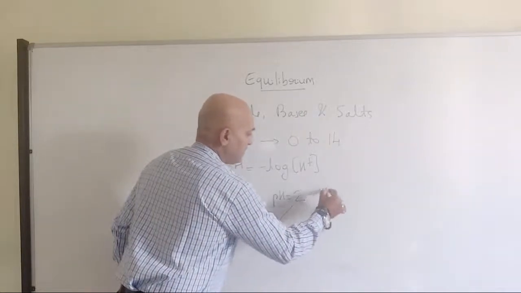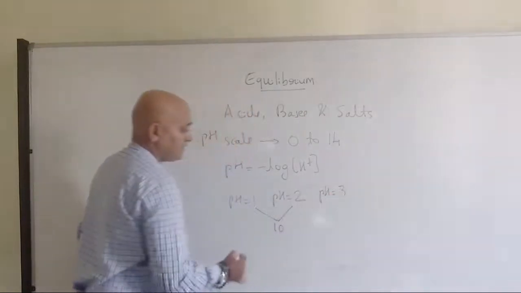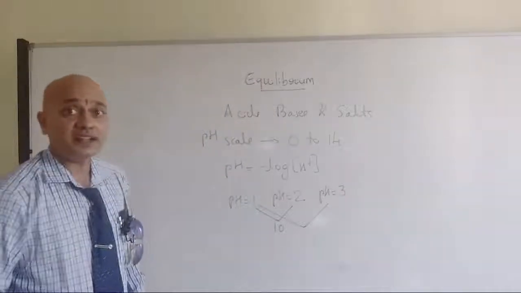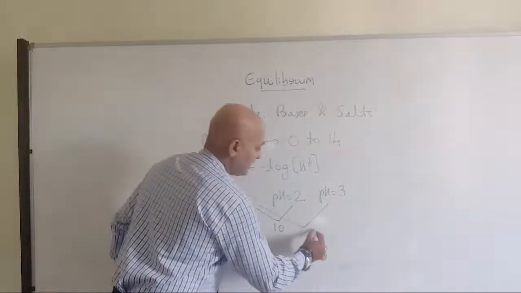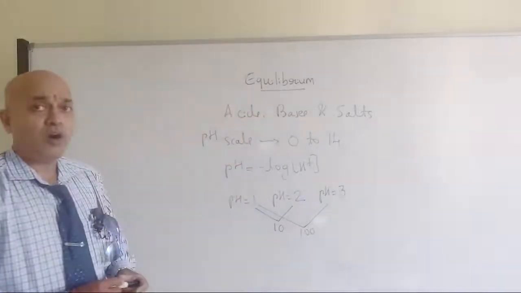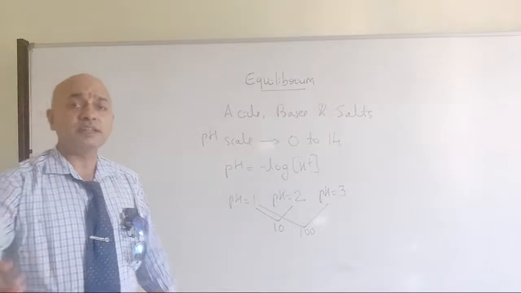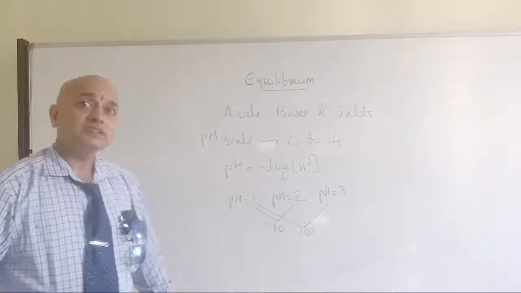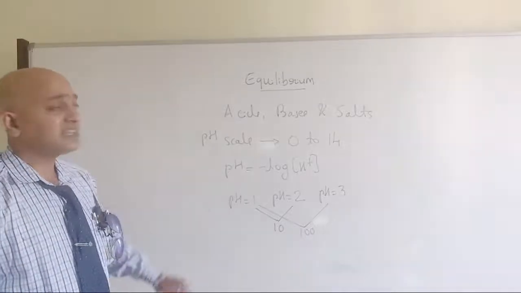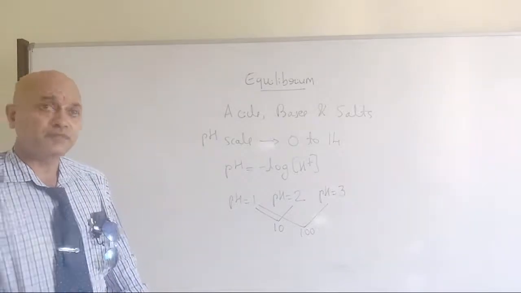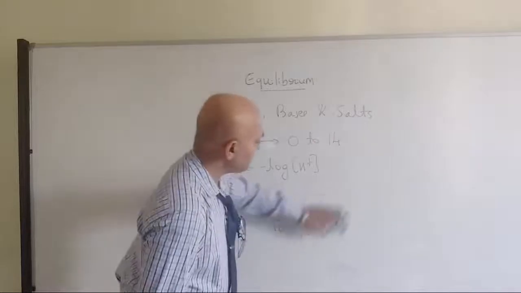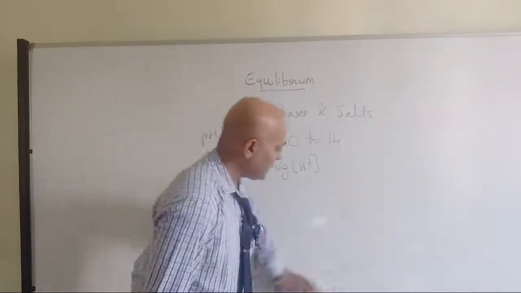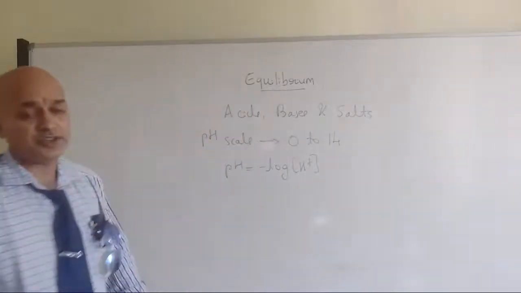If I take pH equal to 3, then the difference from here to here will be 100. So that's how it will go on increasing. The difference will be increasing by 10 times. So all of you have understood. That's what the pH scale talks about. Fine. So what does pH mean? pH is nothing but the negative logarithm of H plus ion concentration.